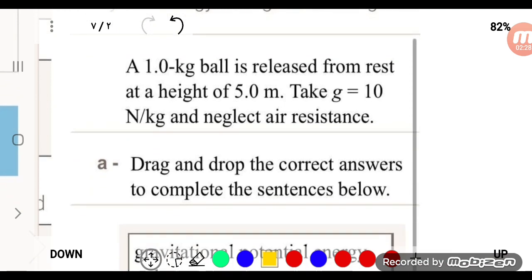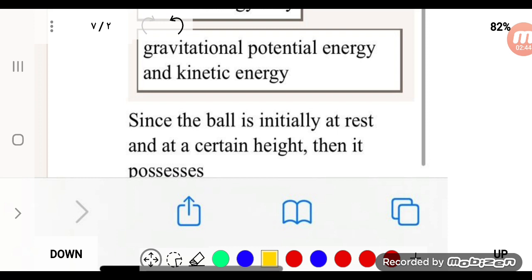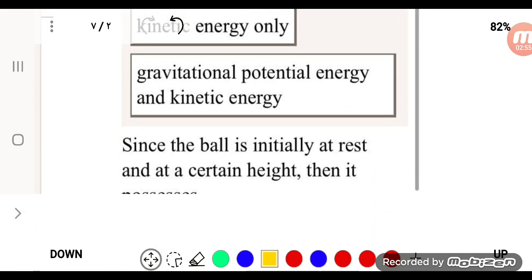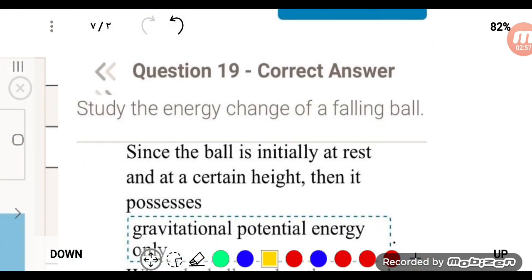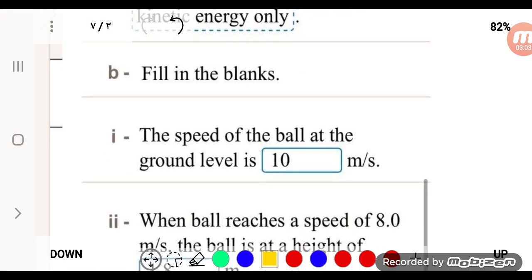Next question. A 1 kilogram ball is released from rest from a height of 5 meters. Take g as 10, neglect air resistance, drag and drop the correct answers to complete the sentences below. Since the ball is initially at rest at a certain height, it possesses gravitational potential energy. Next question, fill in the blanks.